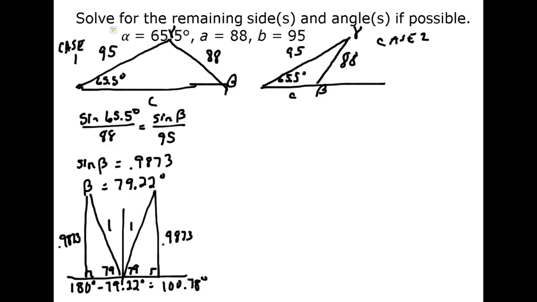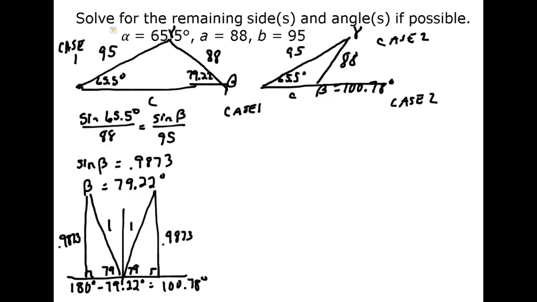So let's look at our pictures. It looks like case 2 would have beta equal to 100.78. That looks like an obtuse angle to me. And here I would have 79.22 degrees. So we have case 1 and case 2.